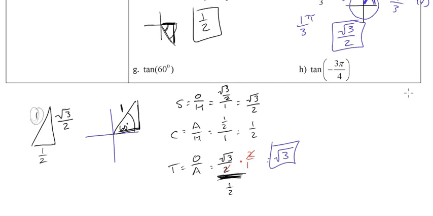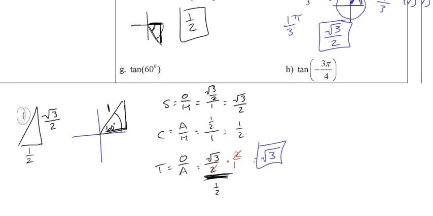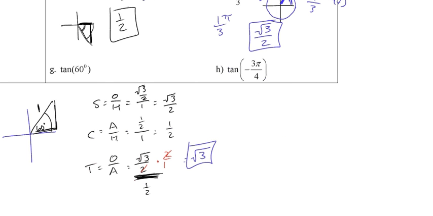And tangent of negative 3 pi over 4. Let's give us a little more room. So here's our sketch. And it is more than 1/2 pi, but it's not quite to negative pi. So it's going to be somewhere here in quadrant 3.